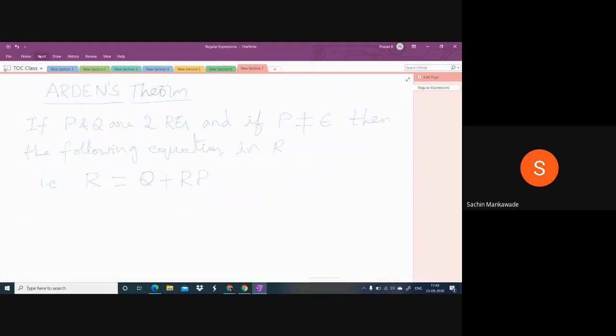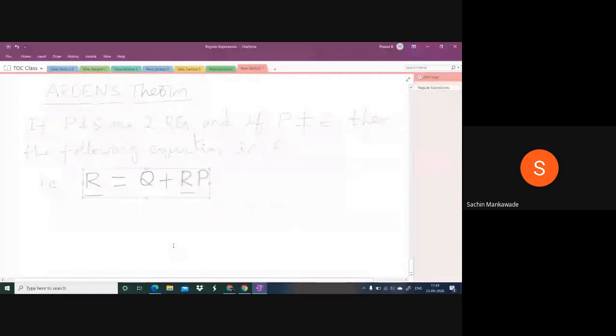Whatever is on the left side of the equal sign, that is R, the right side R must be the same. This R and this R must be the same. Instead of RP, if it has PR, meaning the reverse, then this equation doesn't work, the formula is not right. If R equal to Q plus RP, this Q can be epsilon, but here R followed by this P should not be epsilon.